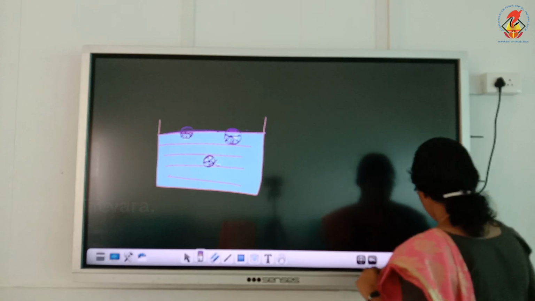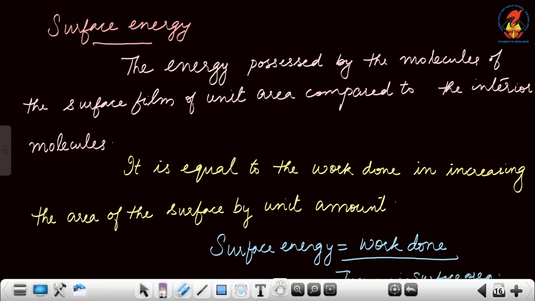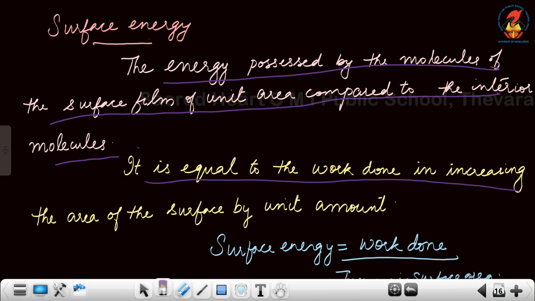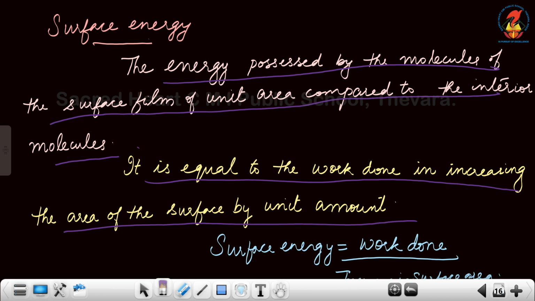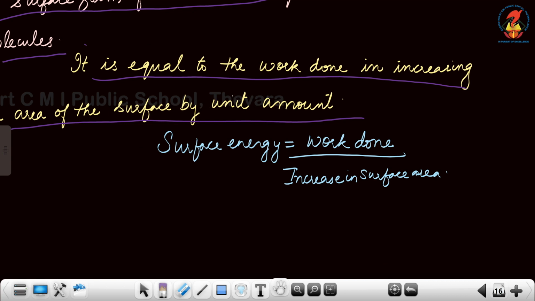Next, there is extra energy on the surface of the liquid, isn't it? This energy is known by the name surface energy. The energy possessed by the molecules of the surface film of unit area compared to the interior of the liquid is what we call surface energy. It is also defined as the work done in increasing the area of the surface by unit amount, and is given by the equation: surface energy is equal to work done divided by increase in surface area.